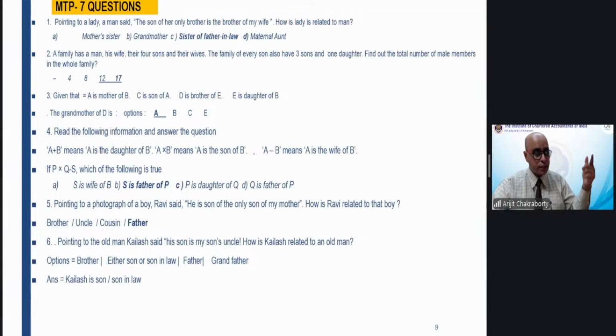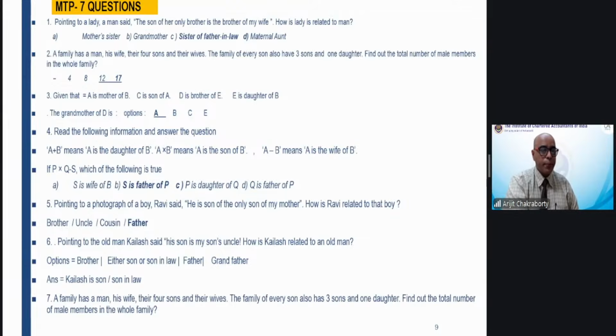So the old man's son is my son's uncle. That means that son, we can say in this particular question, is the son and Kailash, they appear to have direct relation. Question is, how is Kailash related to the old man? So old man's son is the uncle of my son. That means here Kailash either is the son or the son-in-law.